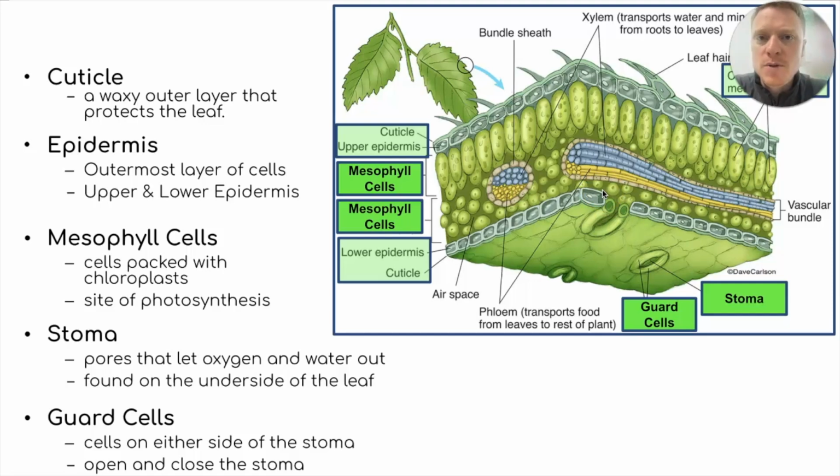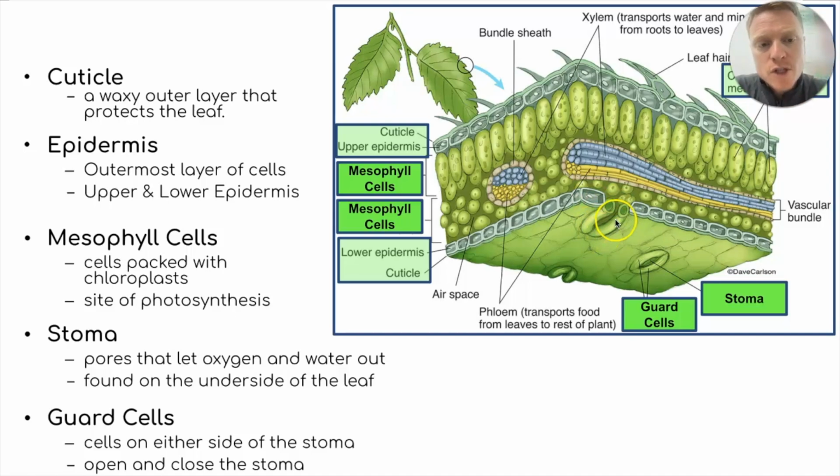Not to be confused with the stroma. The stroma is in a chloroplast. That's the inside of the chloroplast. It's like the matrix of the chloroplast, right? Don't confuse those. But it's the inside of the chloroplast. The stoma is the pore, the little hole that lets gases in and out. Water vapor, oxygen and carbon dioxide move in and out of those stoma pores.